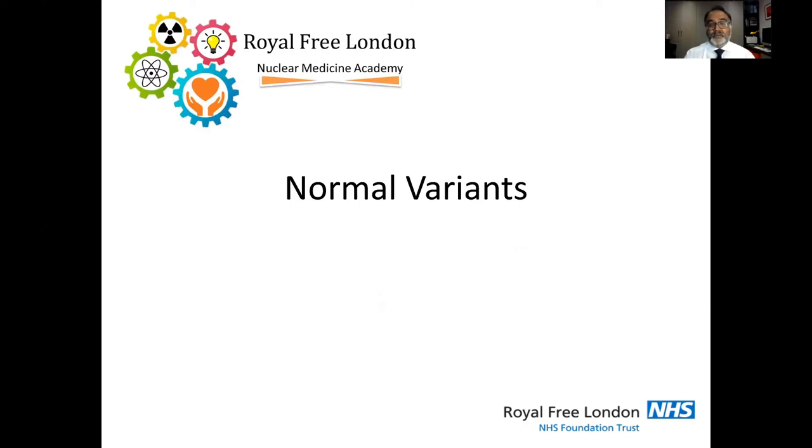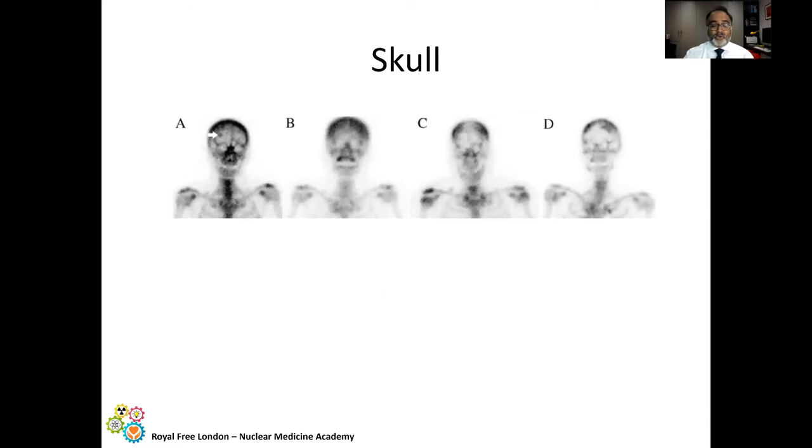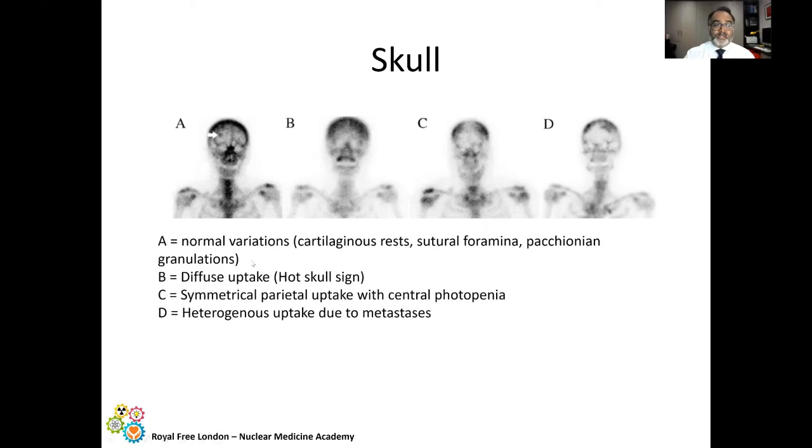Let's talk a little bit about normal variants now. We get a lot of normal variants in the skull, and actually it's really hard, as this series of images shows, to differentiate benign and normal variants from metastatic disease. On the left here, we've got focal low-grade uptake, and sometimes we don't know what they're due to, we never really find out, but often they're due to things like cartilaginous rests, sutures and pacchionian granulations.